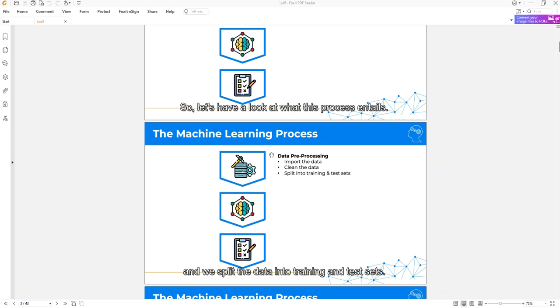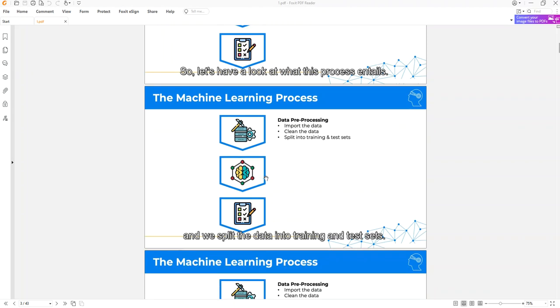We will then be converting the whole data set that is given to us as a sample data set into training set and test set. So that is essentially the data pre-processing step.